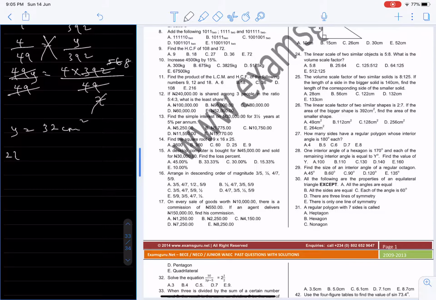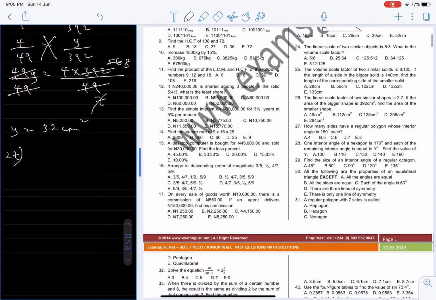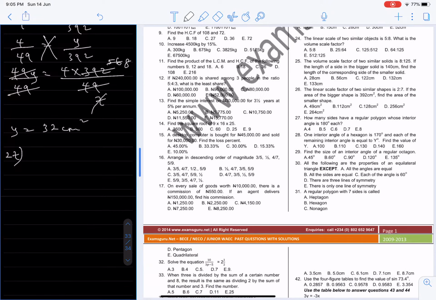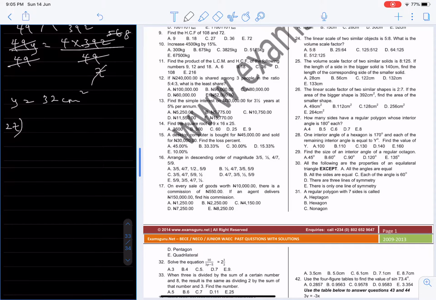Number 27 says, how many sides has a regular polygon whose interior angle is 180 degrees? That means 180 degrees each. Number of sides. Interior angle is 180 degrees each. Irregular polygon. We don't know what the polygon is. Interior angles are 180 degrees each.